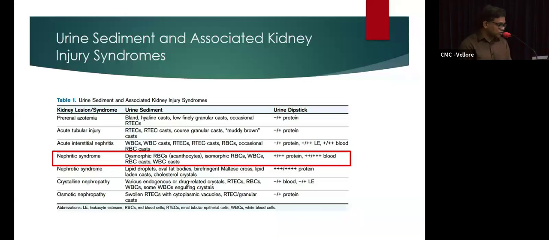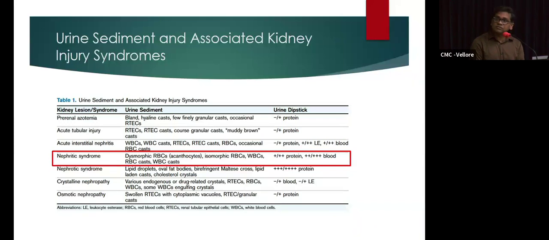syndrome, where the most prominent finding is dysmorphic RBCs, called acanthocytes, or isomorphic RBCs, WBCs, WBC casts, and red blood cell casts. In prerenal urine, the urine sediments are most of the time bland. In acute tubular injury, renal tubular epithelial cells appear. In interstitial nephritis, WBCs and WBC casts are prominent.